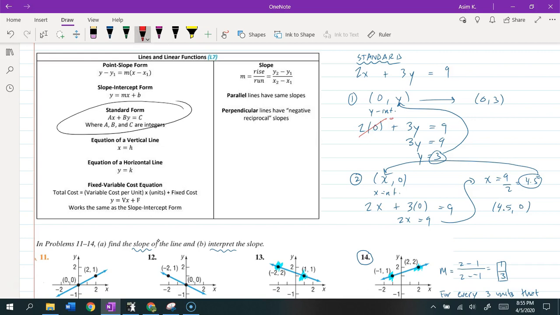And notice that you have still managed to get 2 points for your line. And with those 2 points, what can you find? You can find the slope. So it can still be done. It's just not a very commonly known form of a line.